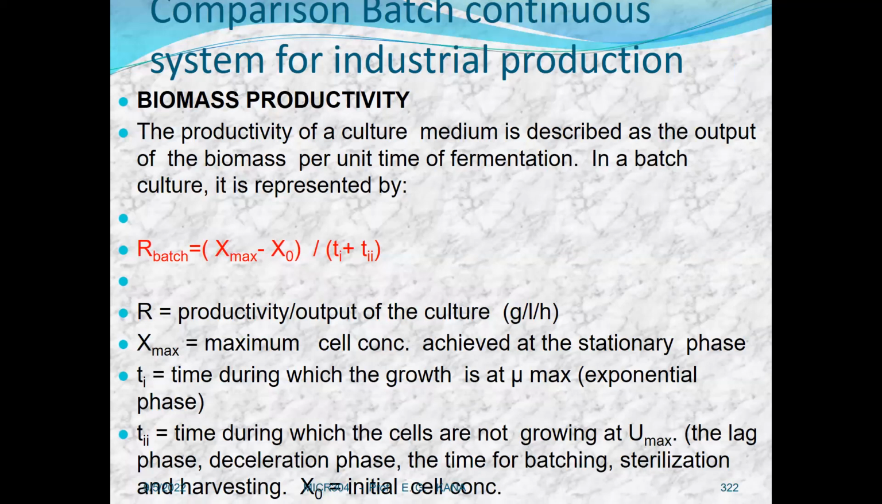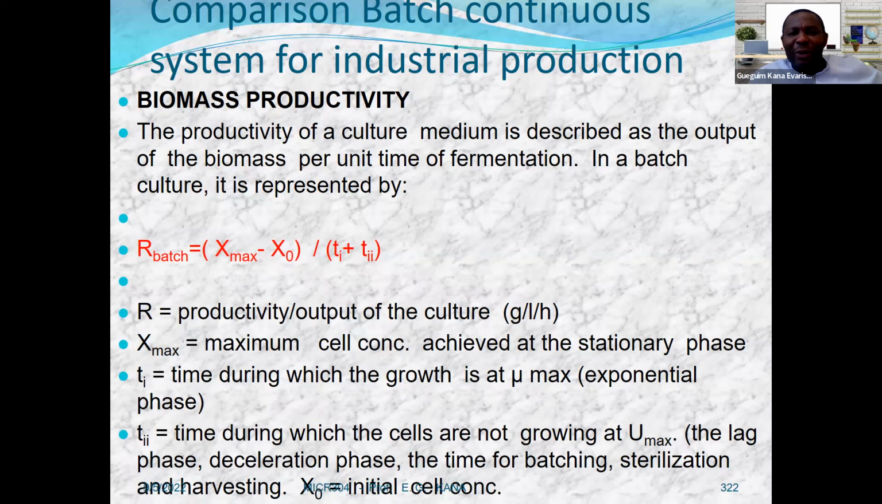Now let's compare batch and continuous with respect to biomass productivity. Again, there's something very striking which I want the whole class to take note of. Class, I'm sure if in your exam you are given a question to differentiate between yield and productivity, you will come out with the right answer.